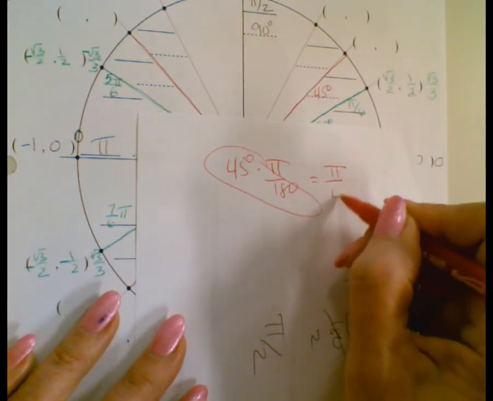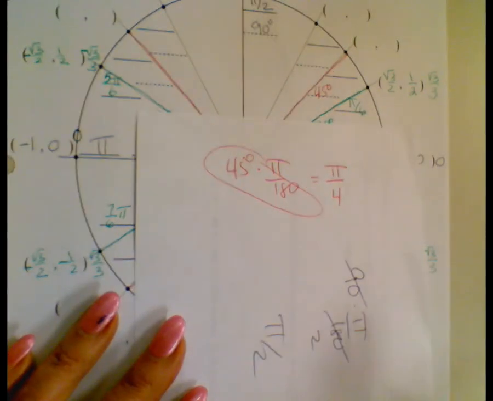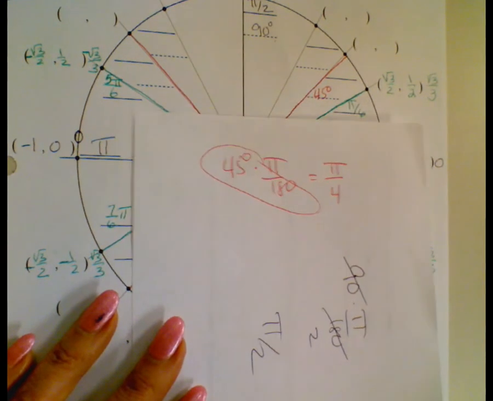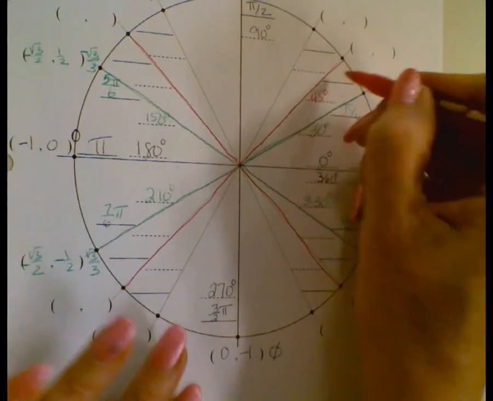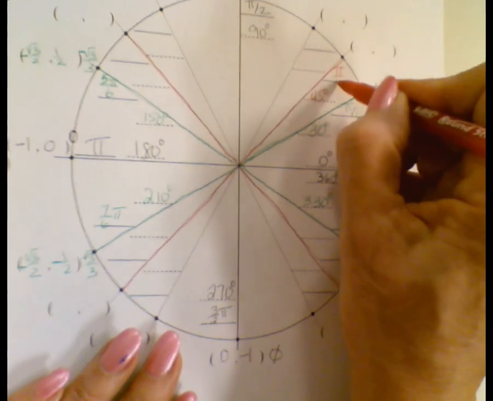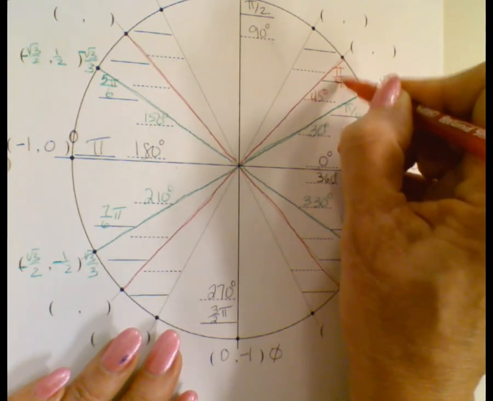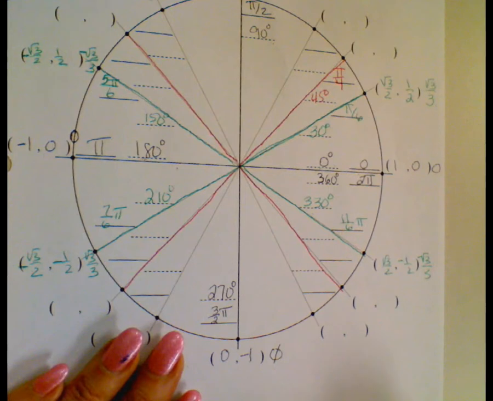Pi over 4. That's what 45 is. Basically, it's a fourth of 180. So we're going to put pi over 4. So anything that has to do with 45 will have a 4 in the denominator for radians.